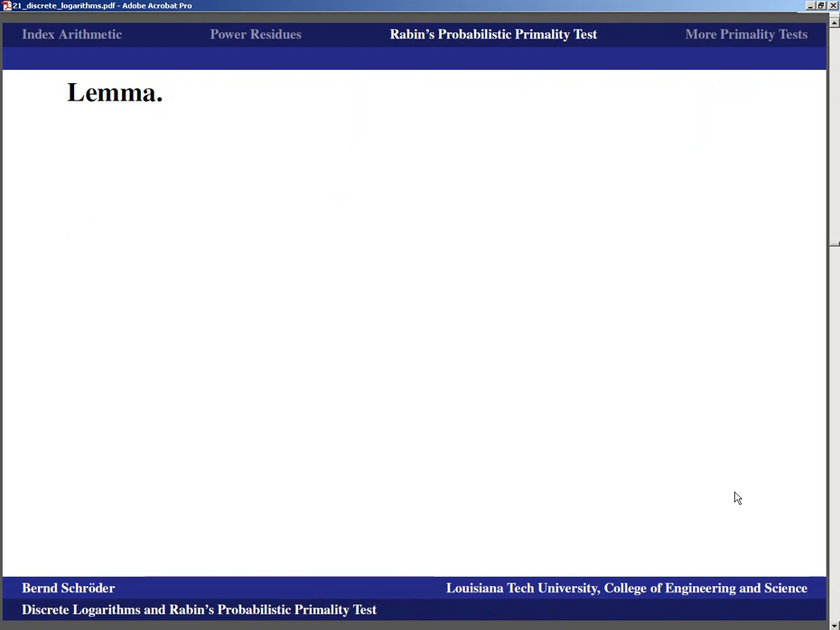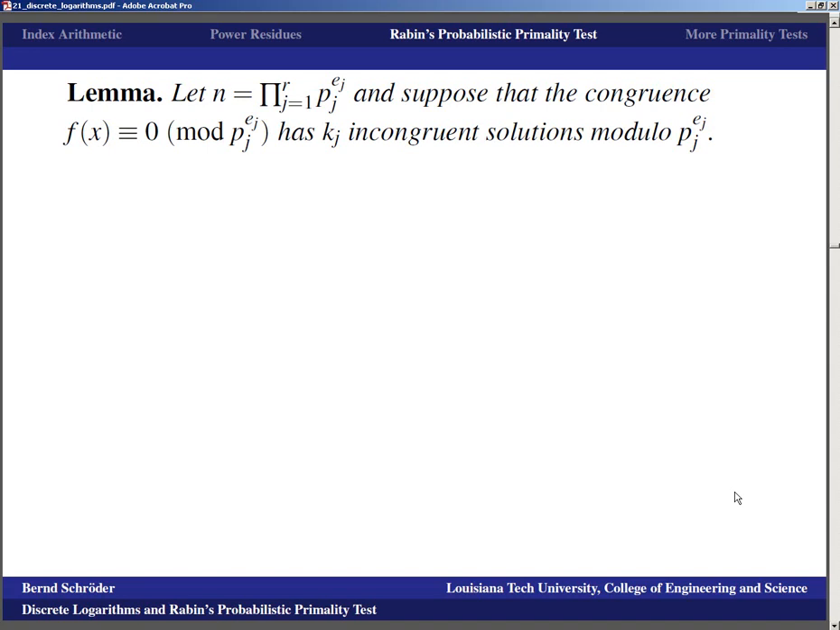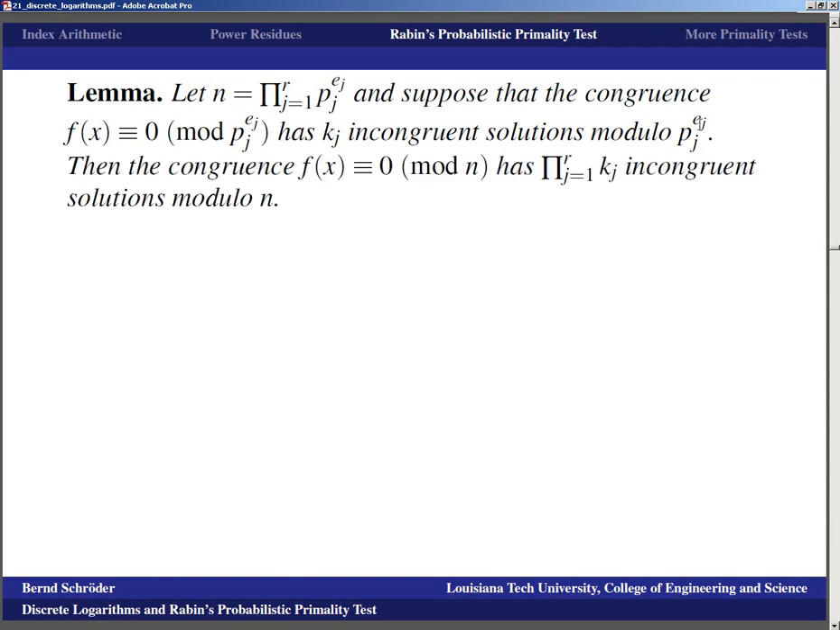And we move on. One more lemma, and that one is actually fairly simple, even though I wanted to spell it out one more time because it's this implicit application of the Chinese remainder theorem. I'm not sure if this just reveals that I'm not terribly good at keeping track of these things or if it's normal, but let's just spell it out one more time. We will ultimately look, of course, at a number that is composite, so we take n to be a product, j equals 1 to r, of pj to the ej, and we suppose that the congruence f of x equivalent to 0 modulo pj to the ej has kj incongruent solutions modulo pj to the ej.